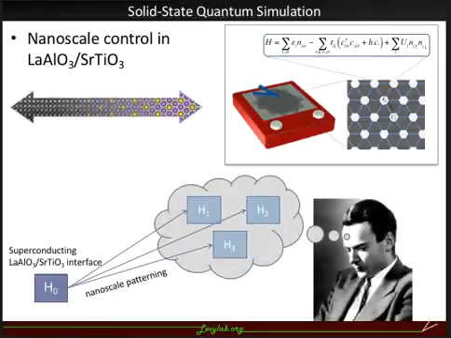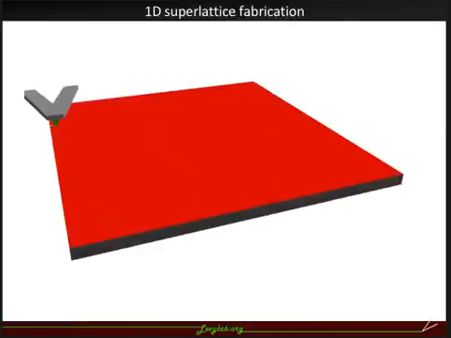And so here we have Feynman, who first pioneered the idea of quantum simulation, thinking about all these states that we can create with this technique. This is the ultimate goal, and we've decided to first focus on the one-dimensional case because it's more theoretically tractable. So let me now describe the devices that we've been creating. These are one-dimensional superlattice devices.